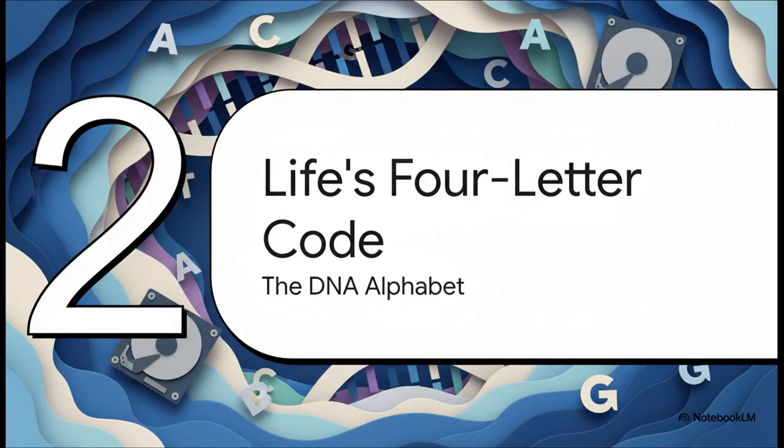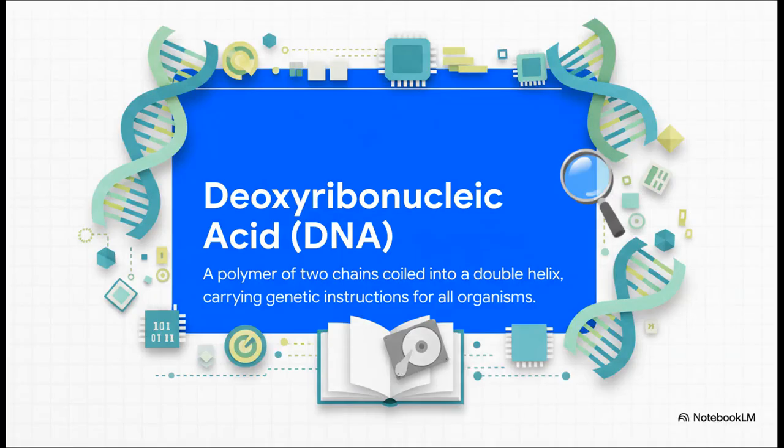How does this biological library actually store all that information? Well, it all comes down to a surprisingly simple four-letter code. The molecule we're talking about is, of course, deoxyribonucleic acid, or as we all know it, DNA. You can picture it as a twisted ladder, that iconic double helix. This molecule is the physical hard drive that carries the genetic instructions for the development, function, and reproduction of pretty much every living thing we know of.